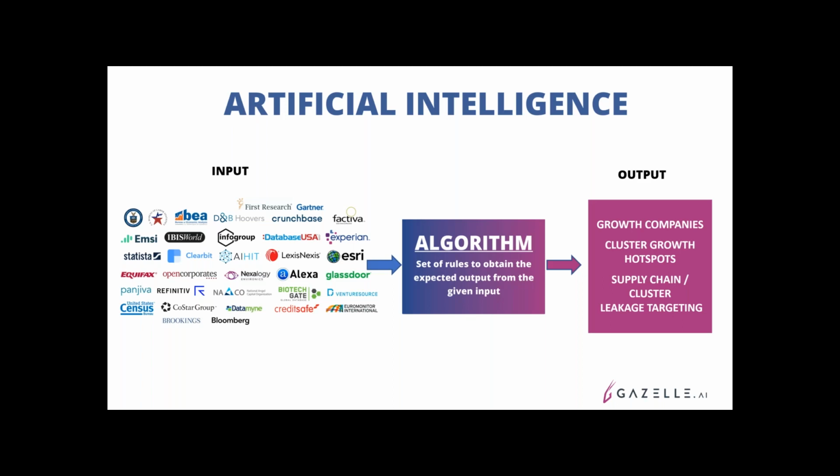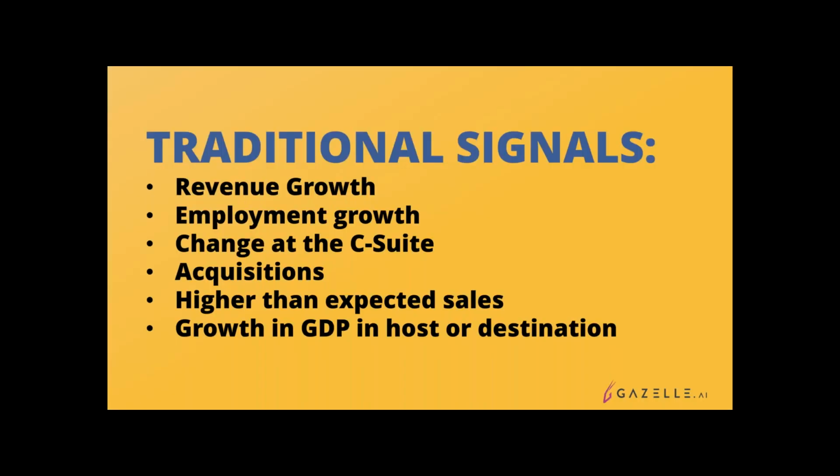So the hoped for output would be rankings of companies based on their likelihood to grow, cluster growth hotspots, so companies in a specific industry or subsector that showed propensity for expansion. And then we also got very interested in supply chain and cluster leakage to try and help our clients fill those cluster leaks with growth companies from around the world.